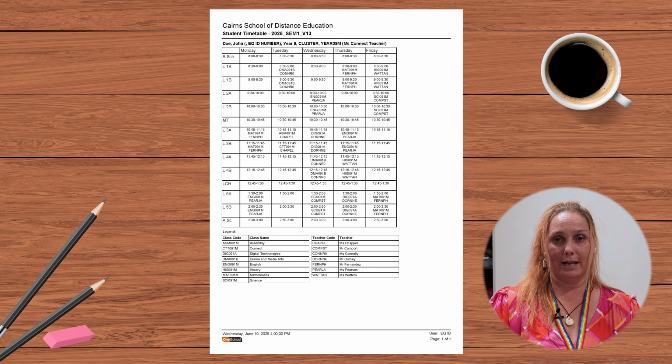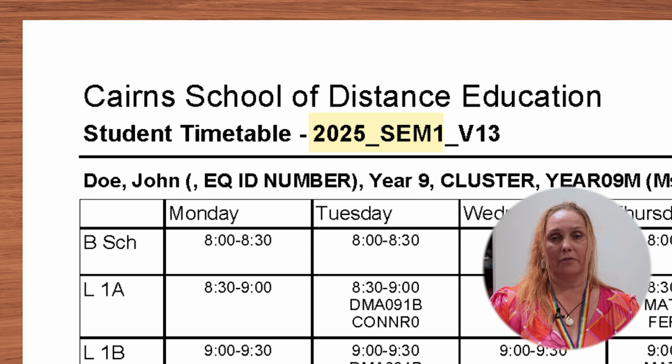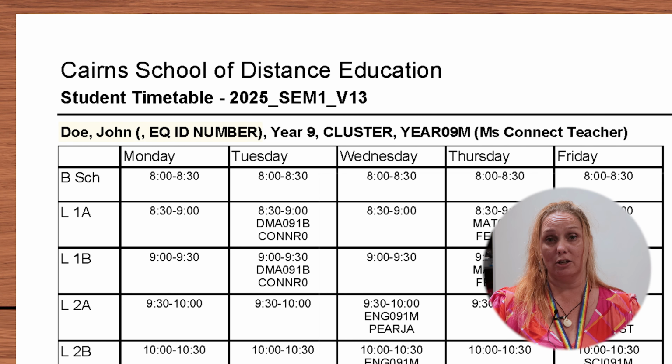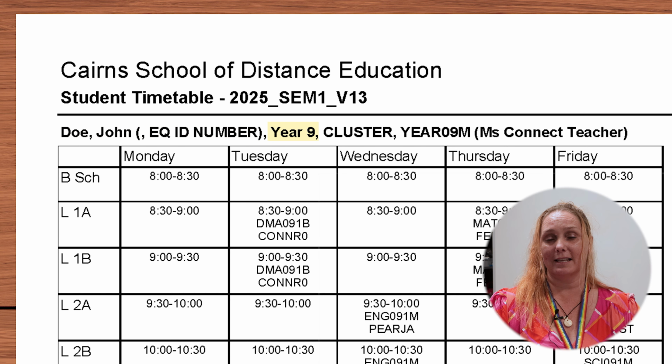At the top of the page, we have the name of the school, and then underneath we have the year level and the semester the timetable is for. On the next line down, you'll see your student's full name and also their EQID, which is really important for accessing QParents, the year level your student is in, the cluster or region that you're based in, and also the name of your Connect teacher.